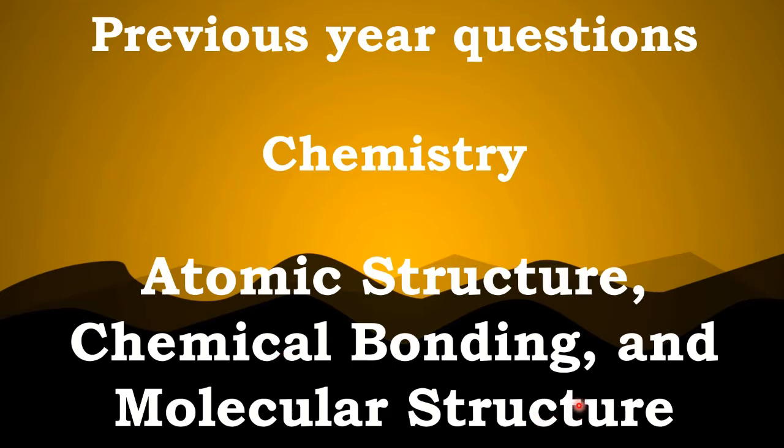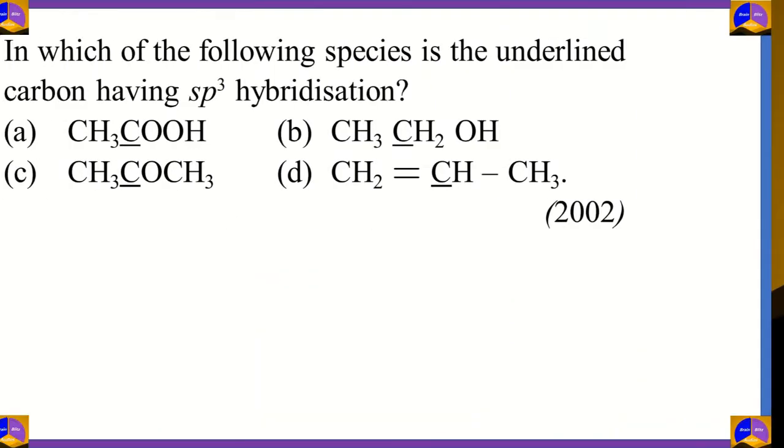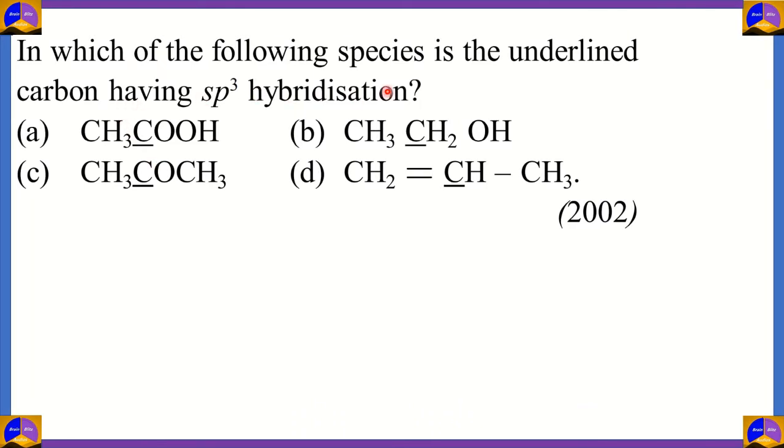So today we have a set of 5 questions and we will be running through them with some detail so that you can understand how to solve these types of questions. So let's come over to our first question. In which of the following species is the underlined carbon having sp3 hybridization? The options are given: an alcohol, a carboxylic acid, an acetic anhydride, a ketone, and then there is an alkene. So how do we solve this question asked in 2002?